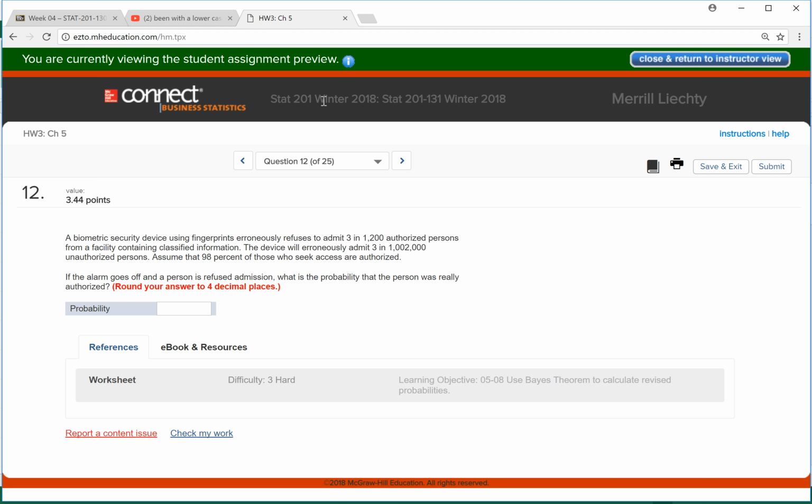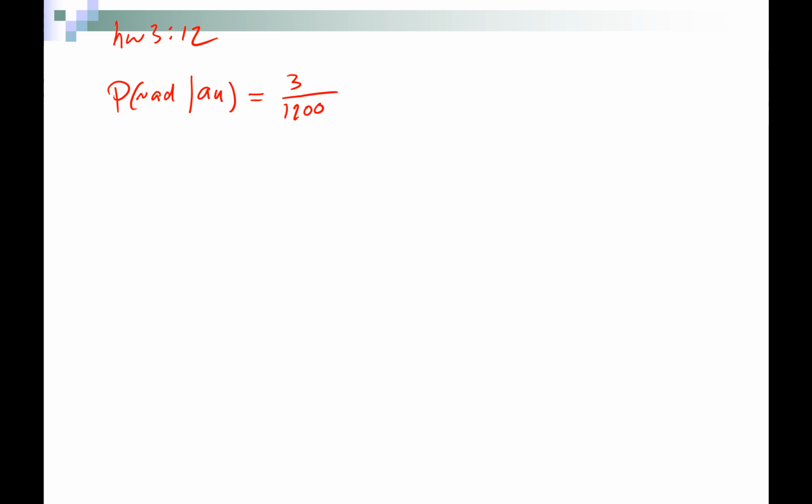Okay, what else do we need? The device will erroneously admit 3 out of a bunch of unauthorized persons. So given that somebody's not authorized, the probability that they will be admitted is 3 divided by 1,002,000. Okay, so what else are we told? We're told that the prior probability that somebody is authorized is going to be 98%.